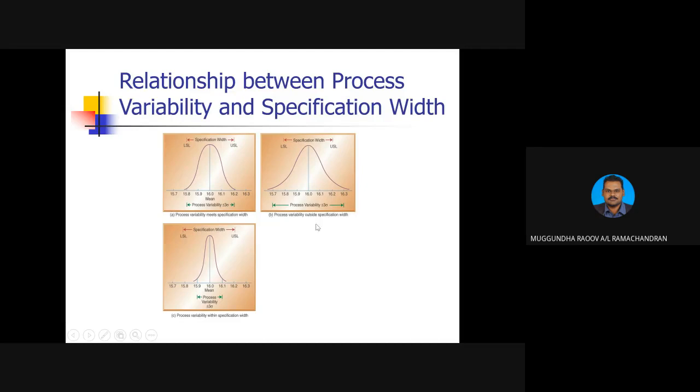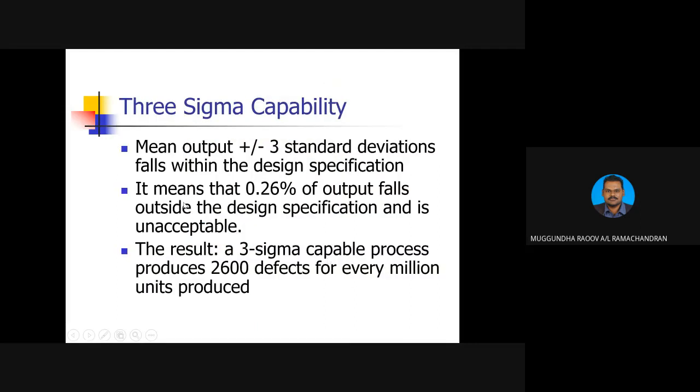Figure B shows the process variability outside the specification width. This is outside the specification width, and this is the process variability inside the specification width. Now class, 3 sigma capability means the mean output plus minus 3 standard deviations falls within the design specification. For example, a 3 sigma capable process can produce 2600 defects for every million units produced.